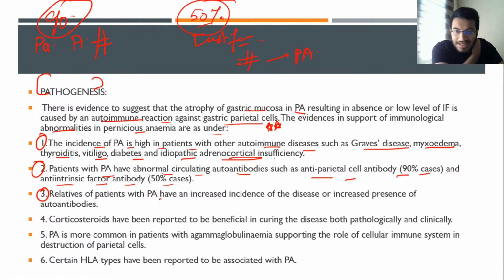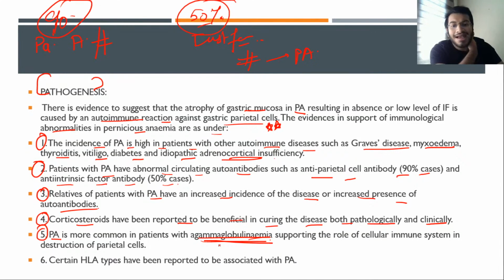Relatives of the patients with PA have increased incidence of the disease or increased presence of the autoantibodies. Then corticosteroids have been reported to be beneficial in curing the disease both pathologically and clinically. Then pernicious anemia is more common in patients with agammaglobulinemia, supporting the role of cellular immune system in the destruction of the parietal cells, and certain HLA types have been reported to be associated with PA.